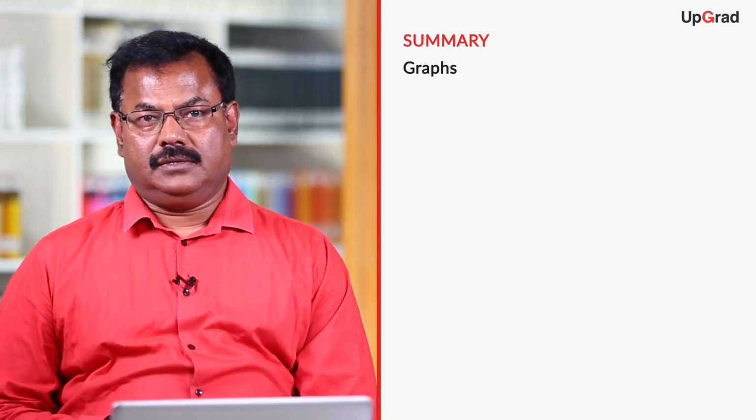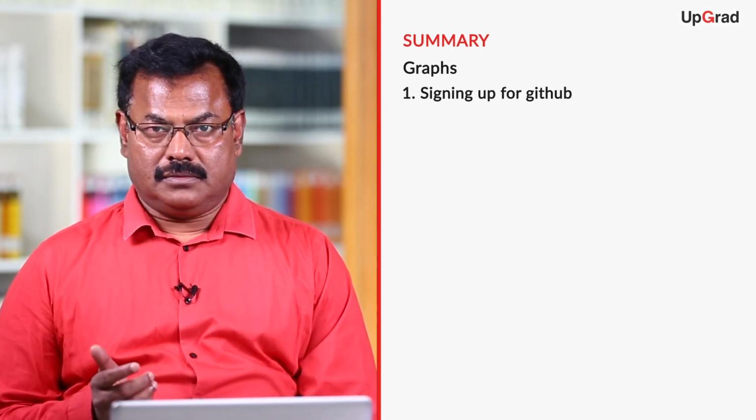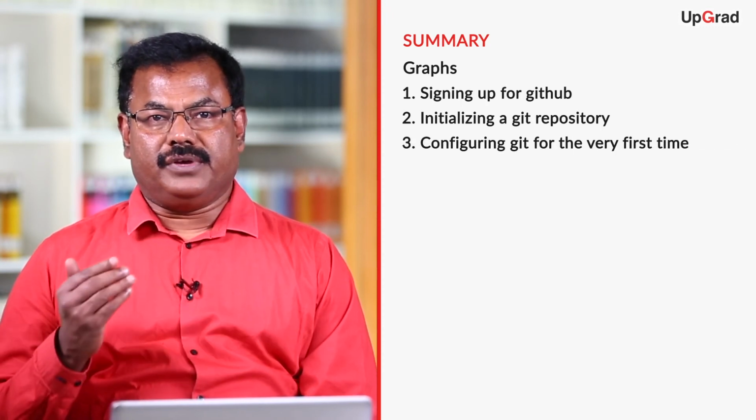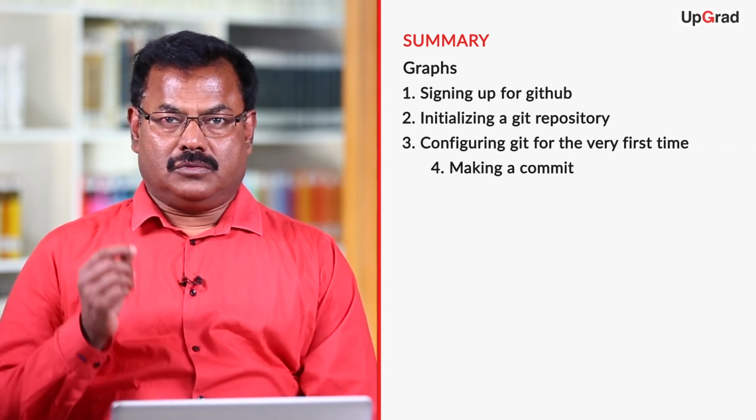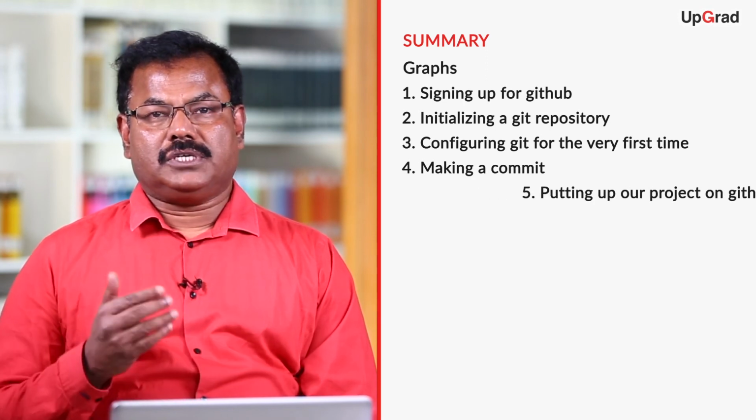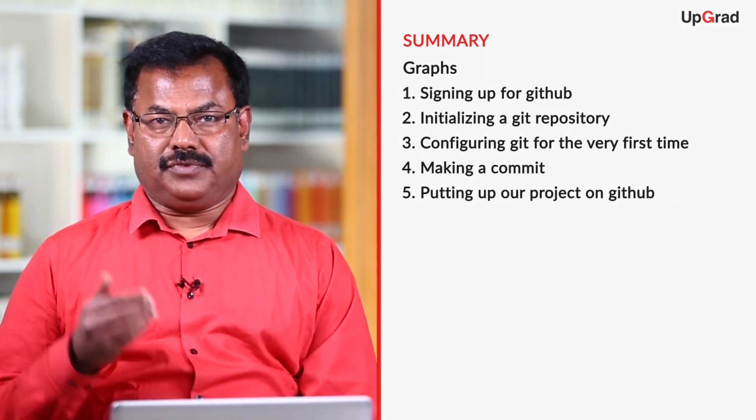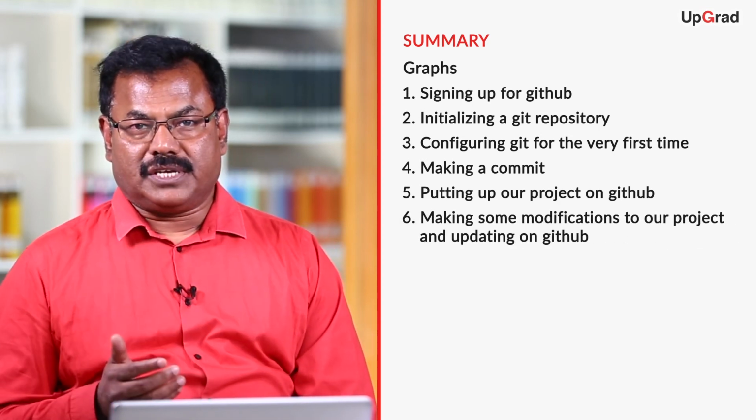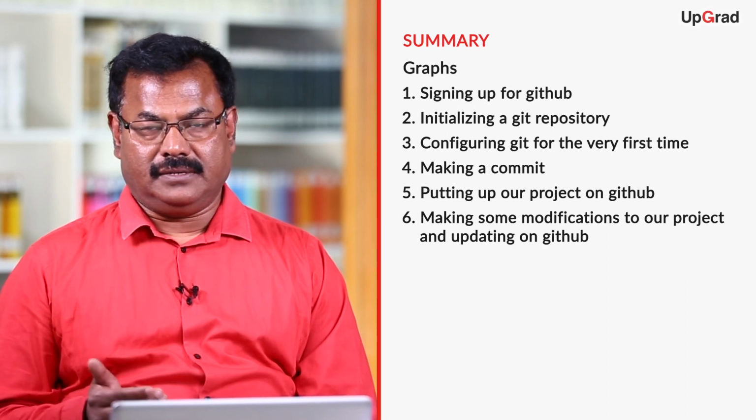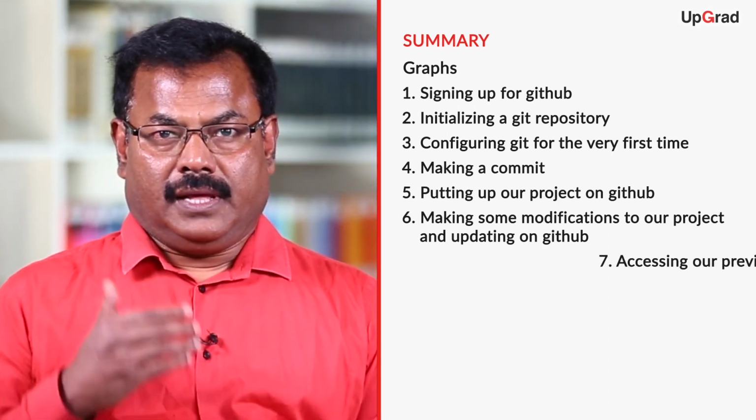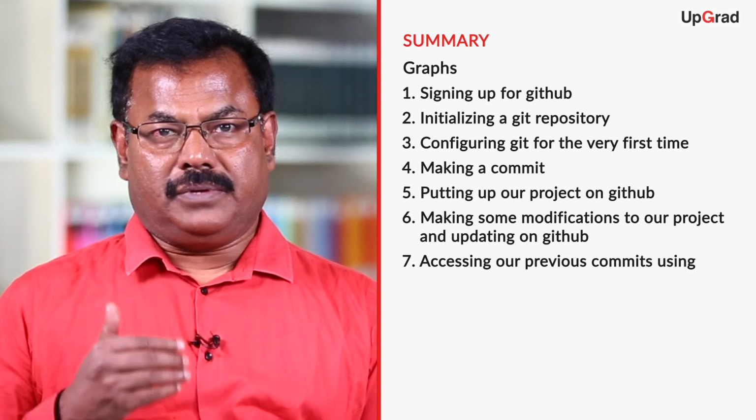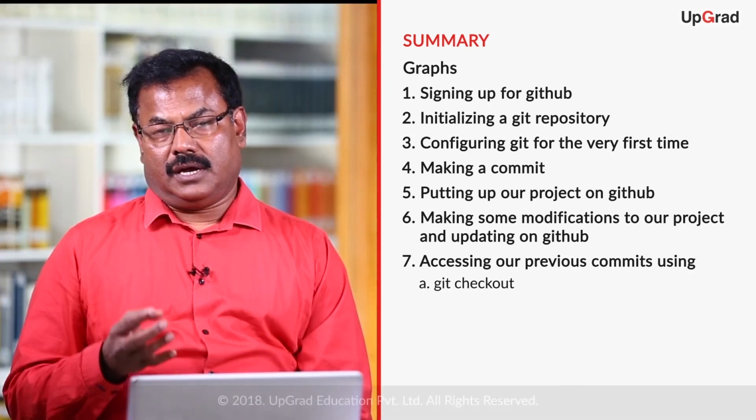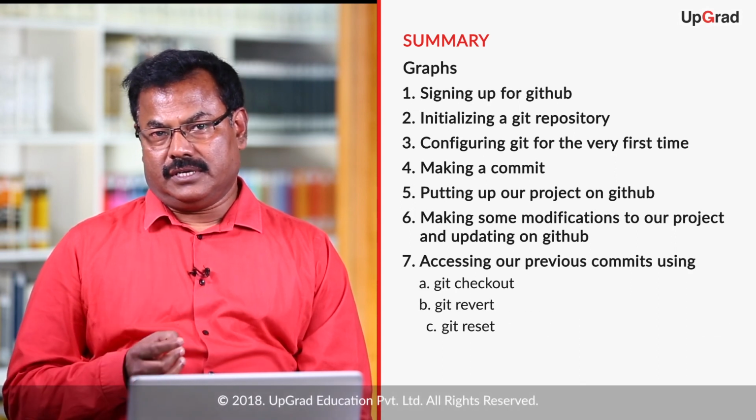So far we have seen how to set up our GitHub account, making a repository on GitHub, configuring Git for the very first time, how to do a commit, pushing commits in our local repository from the command line to our repository on GitHub, making some modifications again and adding to GitHub again, accessing and reverting to our previous commits with 3 options: git checkout, git revert and git reset commands.